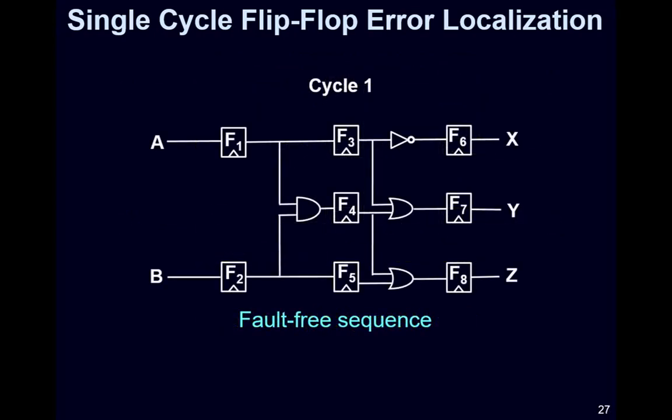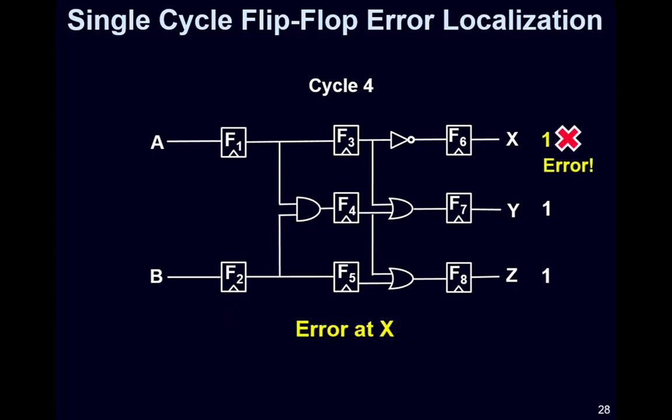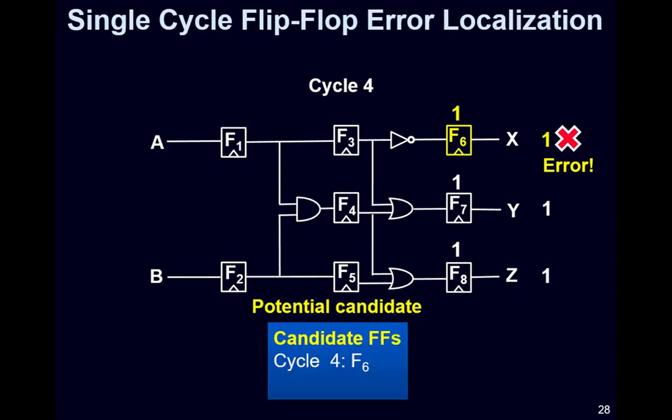Now let's first look at a very simple input sequence and how it propagates through the design and arrives at the outputs. So this is the fault-free output. Now let's say that you actually had an error at X at the output. Well, how could a single error at one cycle in a flip-flop have resulted in this error at the output? One solution seems obvious. If we take flip-flop 6 right before the output at X and inject an error there, it's clear that that would show up at the output and you would end up seeing the error that we observed. So as a result, at cycle 4, flip-flop 6 is one of our candidates for where the electrical bug could have been captured.